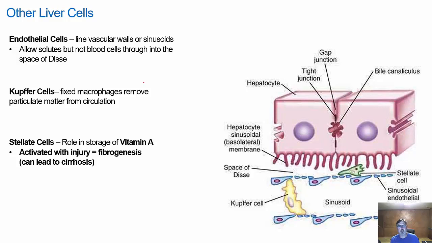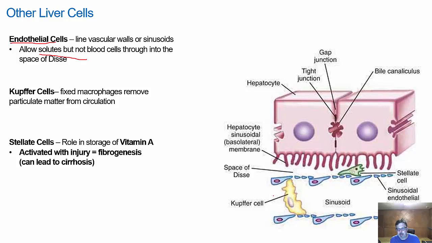As we can see here, there are other cells involved in the hepatic lobule. For example, we have endothelial cells. These are the cells that line the sinusoid walls. So here we have some endothelial cells, and they are going to be fenestrated, and that means they're going to allow solutes through, but not large things like cells into that space of Disse.